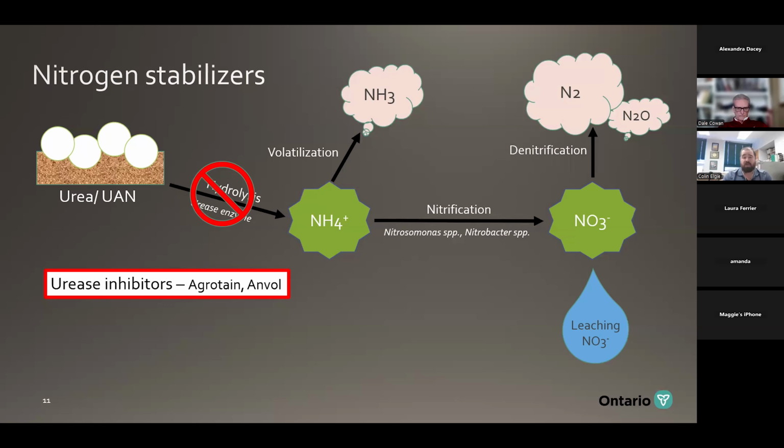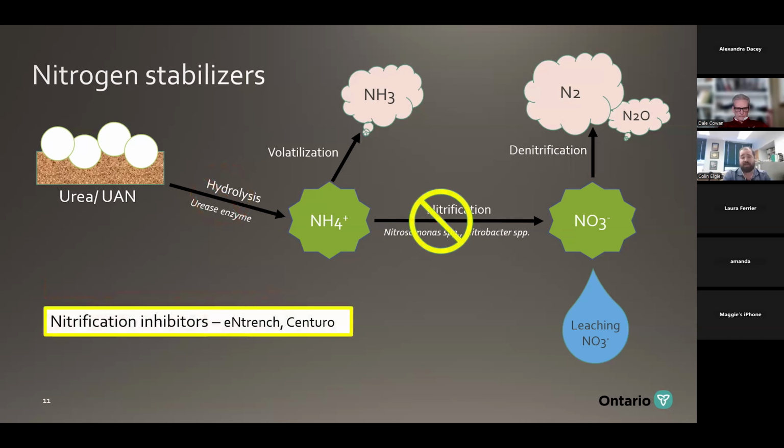And so a urease inhibitor essentially blocks or slows down that hydrolysis. So it keeps that nitrogen in the urea form for longer. It'll slowly convert to ammonium, which is plant available, and the plant will be able to take up that ammonium as it's slowly converted. So essentially it slows down that hydrolysis reaction.